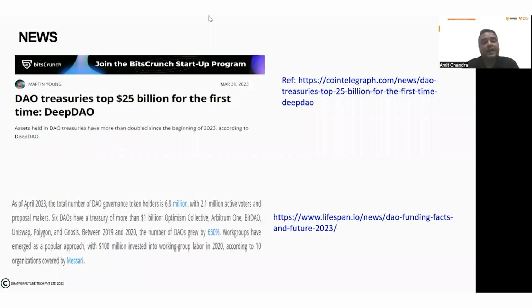6 DAOs have a treasury of more than 1 billion. You can see the treasury which each DAO has. This kind of news I have got from social media, and I thought to highlight it in this webinar.